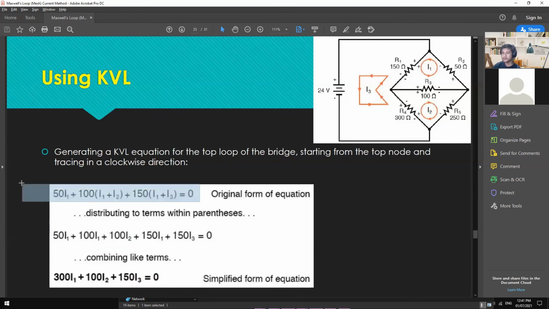So once you're done with this one, you can now distribute this 100 right here, you will get 100 I sub 1 and then 100 I sub 2. The same with 150, you will get 150 I sub 1 and then 150 I sub 3. And then you can now add similar terms. Okay, and then after that, it will give you this simplified form of equation, or the final form of equation number one.